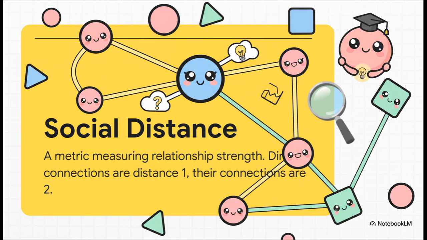The core idea here is something they call social distance. And it's actually super simple, but really powerful. Think about it. Your direct friends, your connections, they're a distance of 1. Their connections are a distance of 2 from you. Get it? It's just a way of measuring how close you are to anyone else on the network.